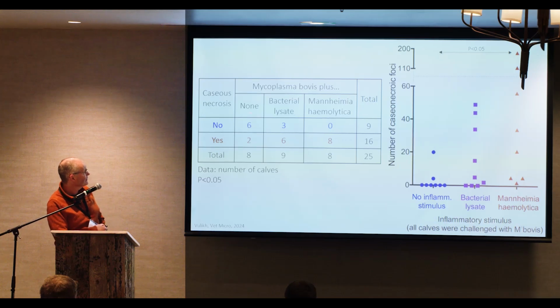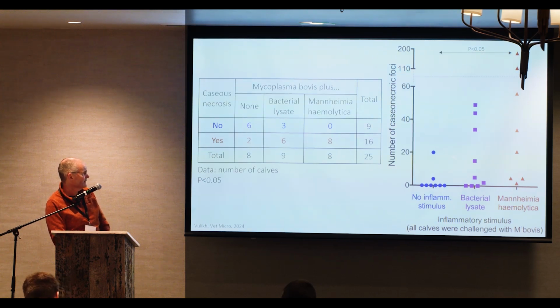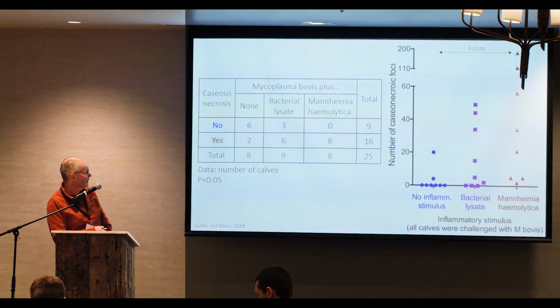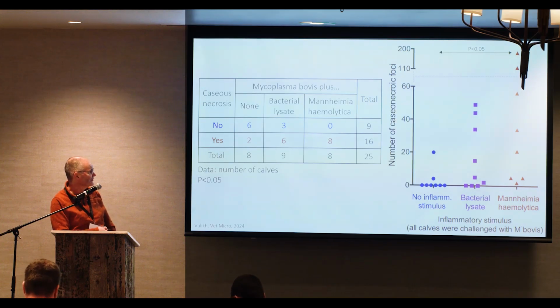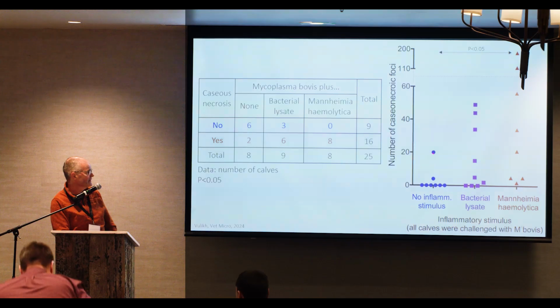The outcome of this was, of the animals that were infected only with Mycoplasma bovis, we ended up quantifying the number of these caseonecrotic foci within the lung, and only 2 out of the 8 calves that received only Mycoplasma bovis had any caseonecrotic lesions at all, and those 2 had low numbers of them, whereas all of the animals that had both transient Mannheimia infection plus the Mycoplasma infection, all of those that were infected with both bacteria had caseonecrotic lesions, and typically quite a bit higher number of those lesions than the control animals.